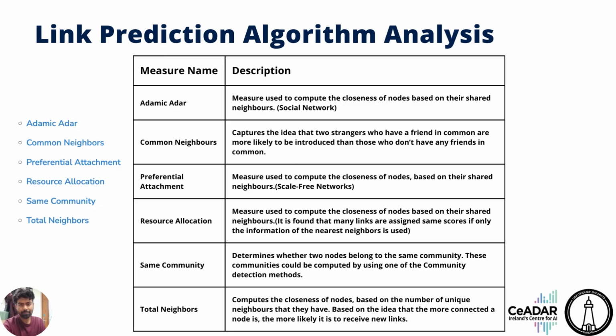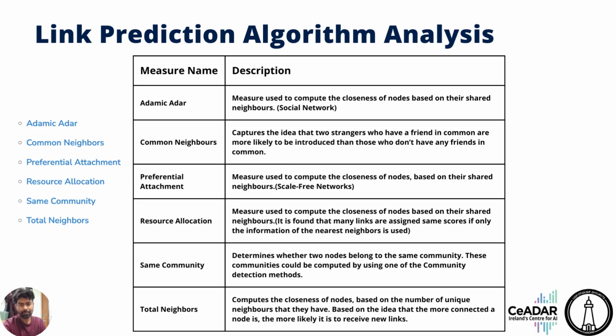Preferential attachment. The preferential attachment algorithm assesses node closeness based on shared neighbors, particularly applicable in scale-free networks. It operates on the principle that nodes with higher degree are more likely to attract new connections. Resource allocation. The resource allocation algorithm evaluates node closeness by considering shared neighbors. Notably, this measure ensures that many links are not assigned identical scores when information about the nearest neighbors is considered.